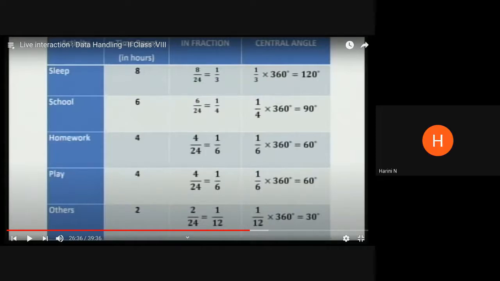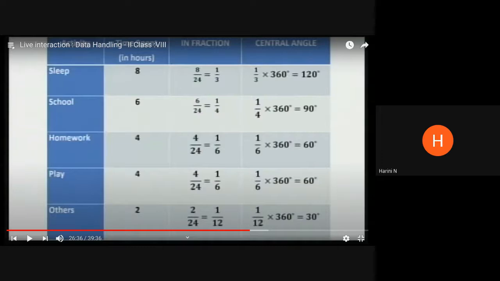You should be taking down that tabular column. Should I show the tabular column again, or is this enough if you can write this down? This is the hours spent by a child on various activities during the day. So sleep, school, homework, play and others are given as 8, 6, 4, 4 and 2. So this is the information given to me. Now I have to find out the fraction of time spent for each activity and then convert this fraction to the central angle.